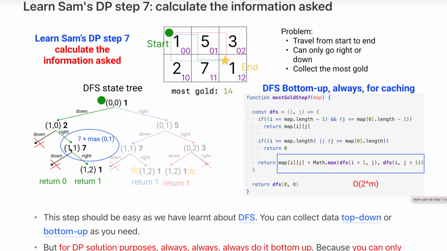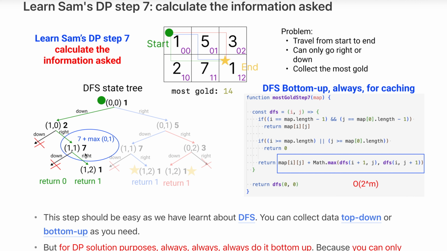And when we are at 1, 1, which is this cell here, we're gonna collect the goal of this cell, and from the two choices of down and right, we're gonna choose the bigger number to collect. So that is 7 plus the max of down or right. In this case, that's gonna be 1. So we're gonna have 8 here from bottom up.